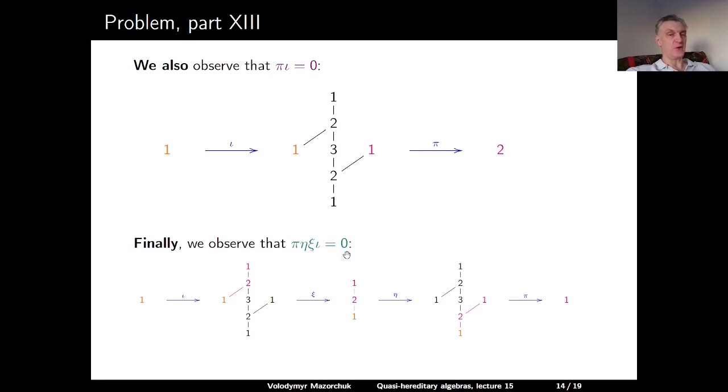And finally, we observe that the composition of pi after eta, after psi, after iota is also 0. So if we take this copy of 1, embed it here, and now we project it onto this copy of T2, and now we embed this copy of T2 into our module T3, and then project onto the top component, the original 1 goes to 0.